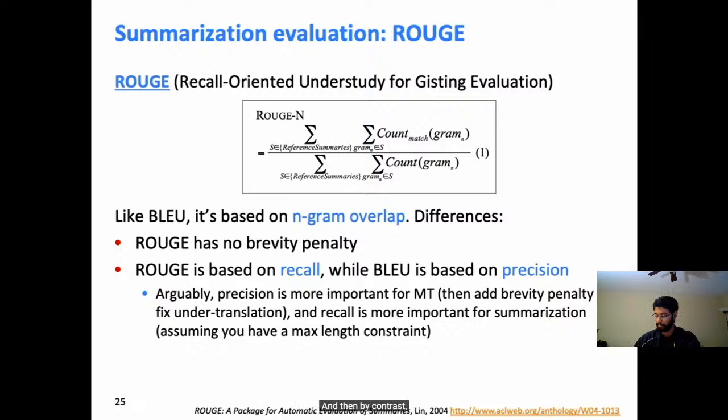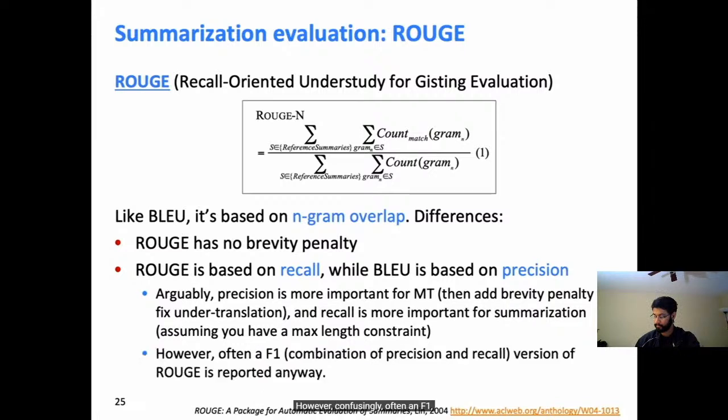And then by contrast, recall is more important for summarization because you want to include all the important information in your summary, right? So the information that's in the reference summary is assumed to be the important information, so recall means that you captured all of that. And I suppose if you assume that you have a maximum length constraint for your summarization system, then those two kind of give a trade-off, right? Where you want to include all the information, but you can't be too long as a summary. So I think that's the kind of justification why you have recall and precision for these two different tasks.